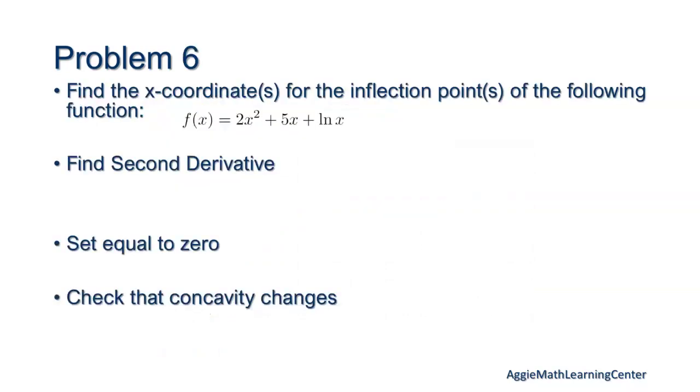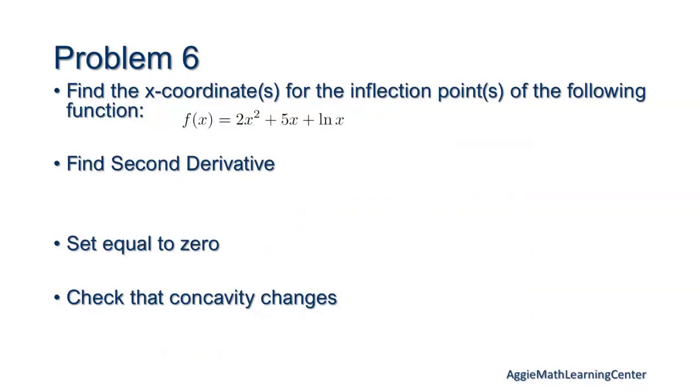Okay, all right. So problem 6 says to find the x coordinates for the inflection points of the following function. f of x is equal to 2x squared plus 5x plus natural log of x. And this one has a few steps for us. First of all, why should we find the second derivative? It says that as a first step, but why do you guys think we should do it? Because you're finding your inflection points. Inflection points will occur where the second derivative is equal to 0.